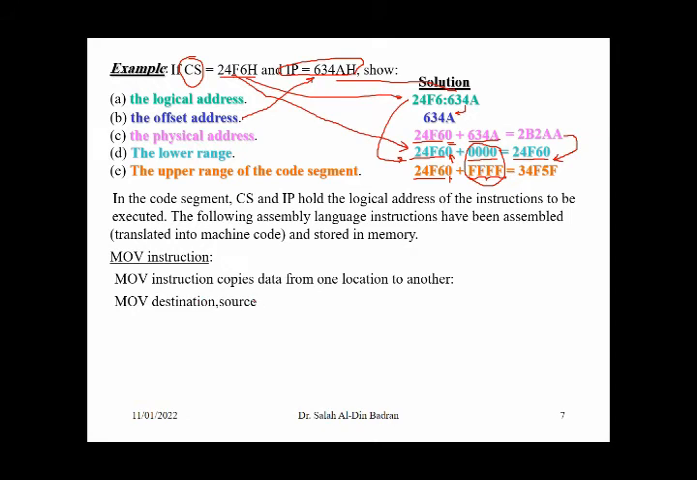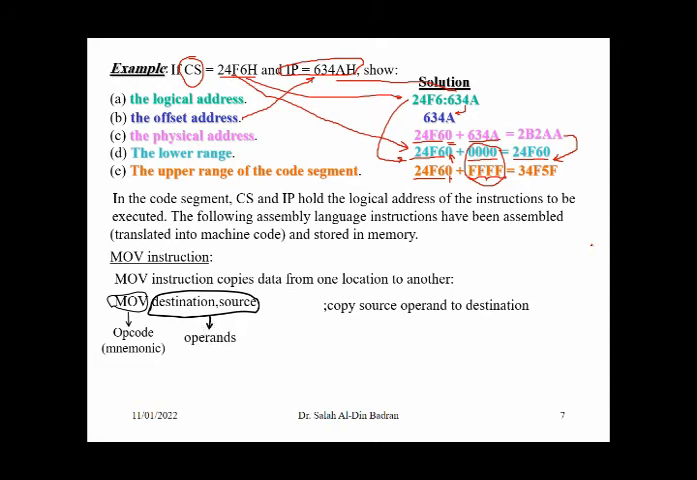After executing this instruction, both destination and source will have the same copy of data. Copy the source operand to the destination operand. You remember both of them, we call them operands. MOV is the mnemonic, or we call it the opcode, the operation code. These are the destination operand and the source operand. The MOV instruction doesn't affect the source operand. As we said, it just takes a copy of the source and puts it in the destination.